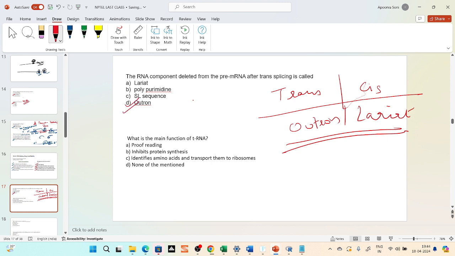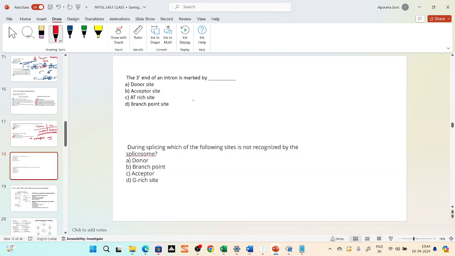Next question is, what is the main function of tRNA? Proofreading, it inhibits protein synthesis, it identifies amino acids and transports them to ribosomes, or none of the mentioned. We just studied in the last class that it identifies the amino acids and transports them to the ribosome. That means it acts as an adapter molecule.